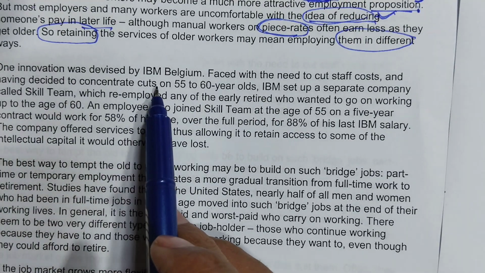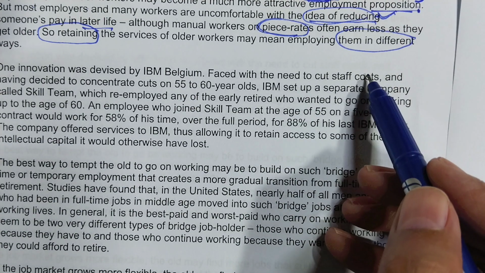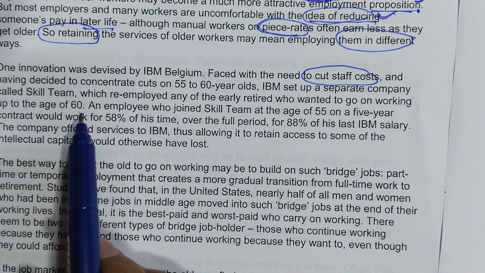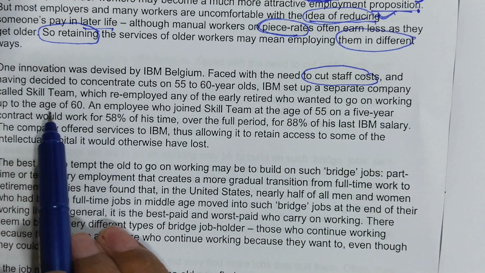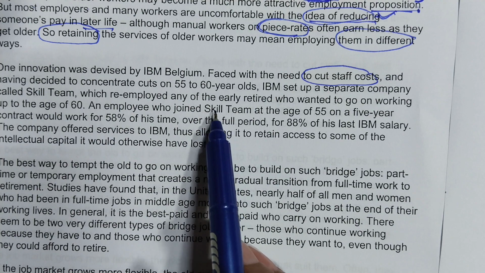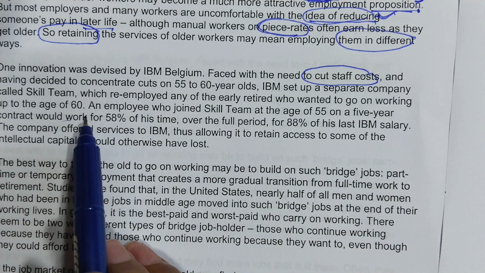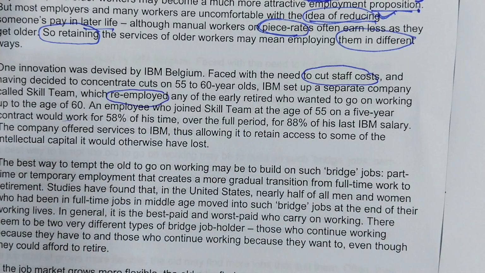One innovation was devised by IBM Belgium, faced with the need to cut staff costs. So they're talking about the cutoff, and having decided to concentrate on the 50-60 year old skill team, re-employed any of the early retired who wanted to go on working up to the age of 60. So here they're talking about re-employment, but they were not talking about the re-employment in the passage.